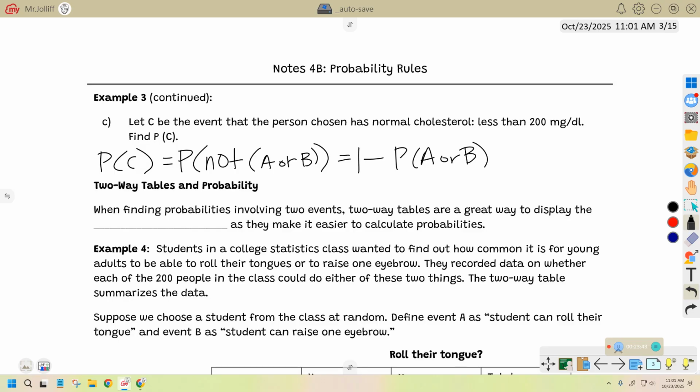And we just found A or B on the last page. A or B was 0.45. So 1 minus 0.45, which is 0.55. So for US adults, there is a 55% chance that a randomly selected US adult will have normal cholesterol, and a 45% chance they will have borderline to high cholesterol. It's a lot of people with high cholesterol.